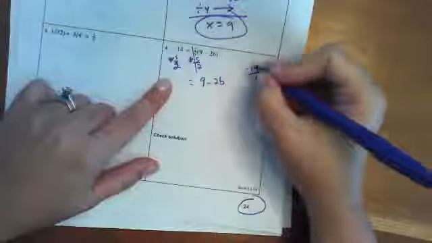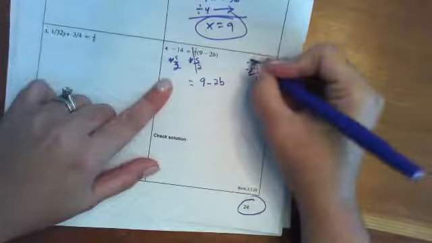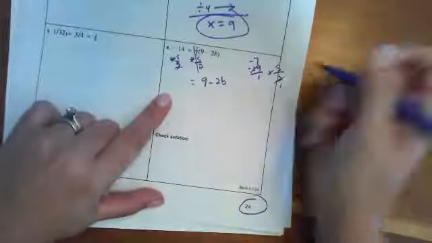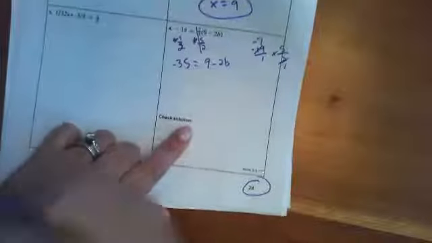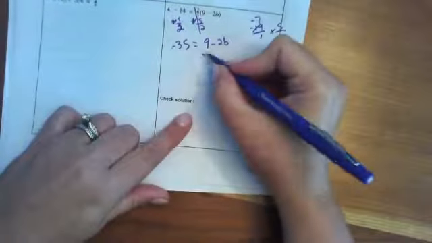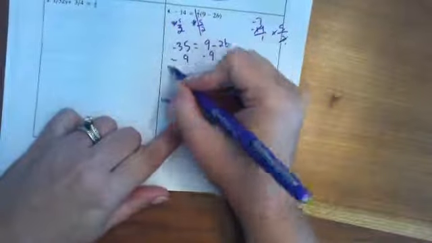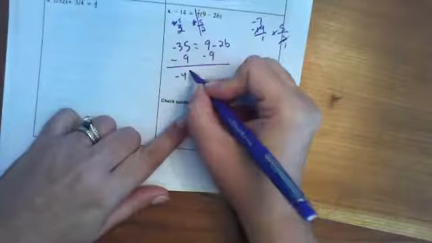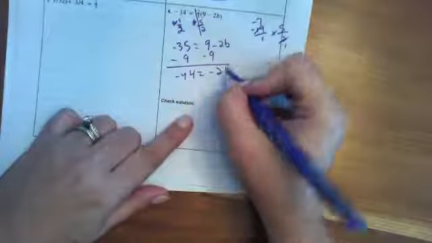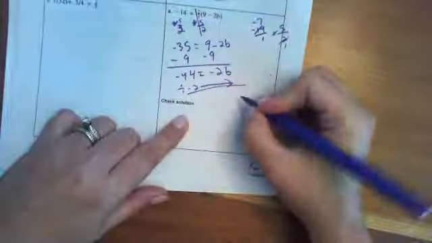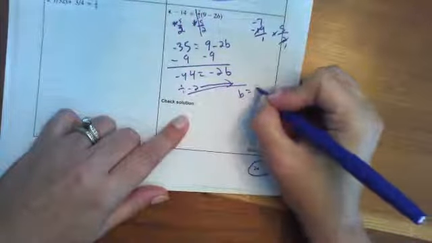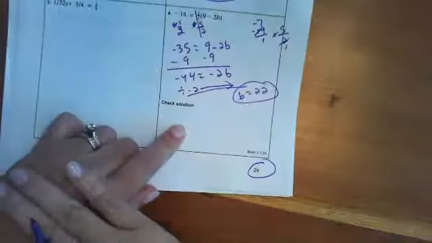I hope you see that you can cross simplify. Negative 7 times 5 is negative 35. I think that makes this problem a lot easier. We are going to subtract 9 from both sides. We get negative 44 equals negative 2b. Divide by negative 2. And we get b equals 22. Negative divided by a negative is a positive.